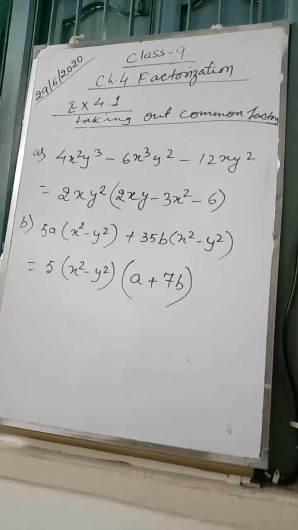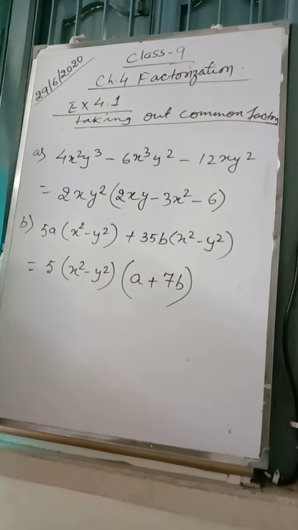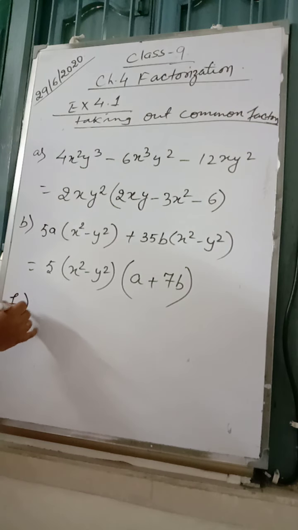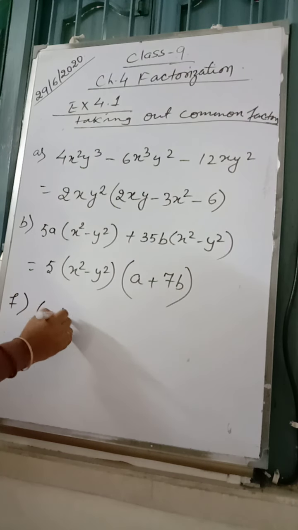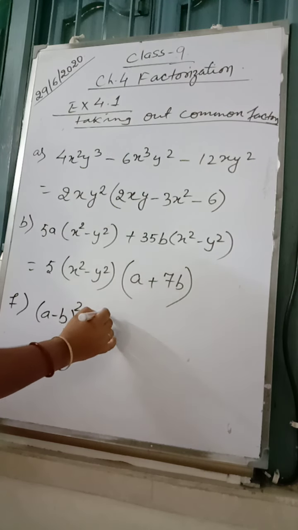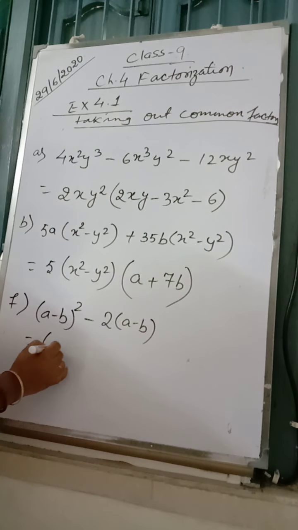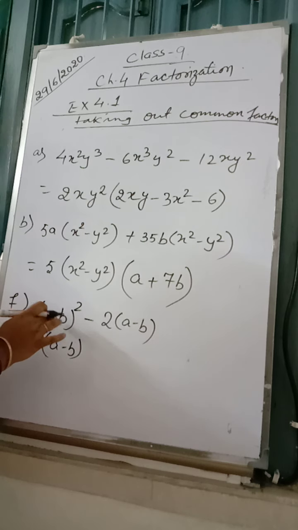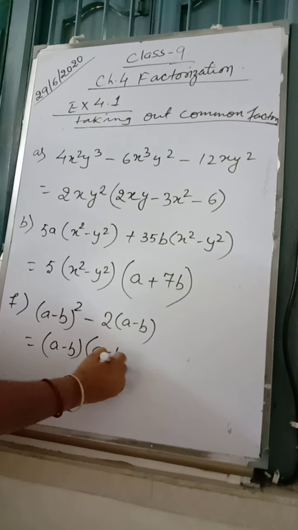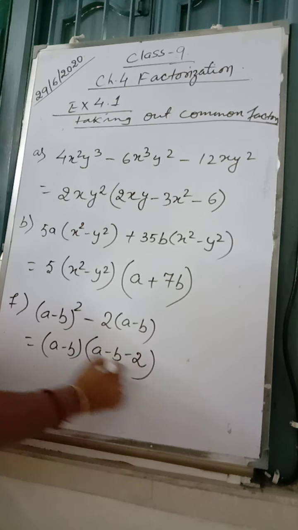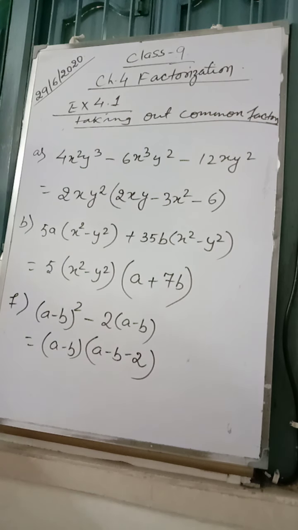Then look at question number F. I have a minus b whole square minus 2 into a minus b. A minus b I have taken common. Here I am left with a minus b and here I am left with only 2. So these are the common factors I have taken.